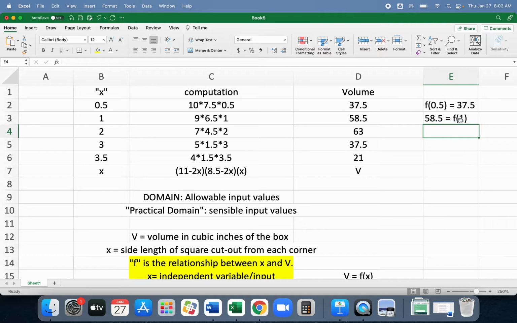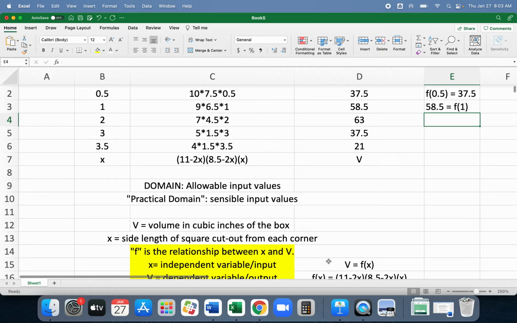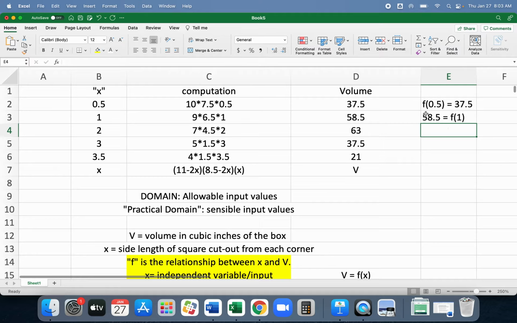V equals f of x. This is the generic statement that tells me how the relationship works. Here's a specific example of it. And because we know the formula, we worked that out earlier. We know how volume of boxes works. We thought about it a little while. But I can refer to each of these numbers then. So I could just say, oh, 37.5, that's also f of 3.